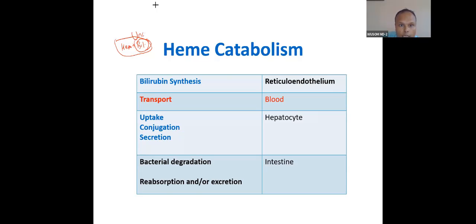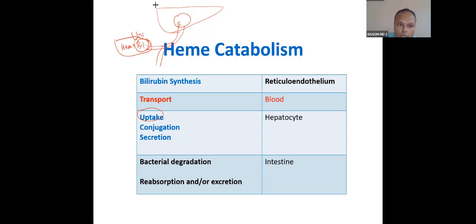Now you see the liver is there along with the spleen. Through the splenic vein, which fuses with the superior mesenteric vein, it forms the portal vein, and through this portal vein it will reach the liver. In the liver, hepatocytes will uptake this bilirubin.